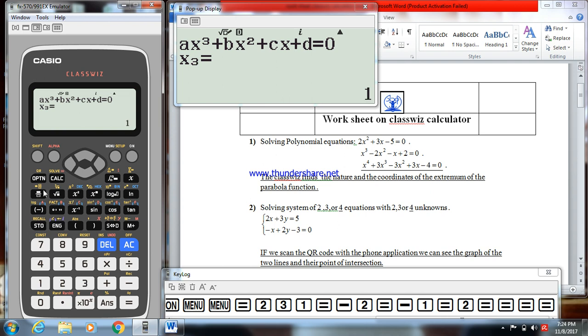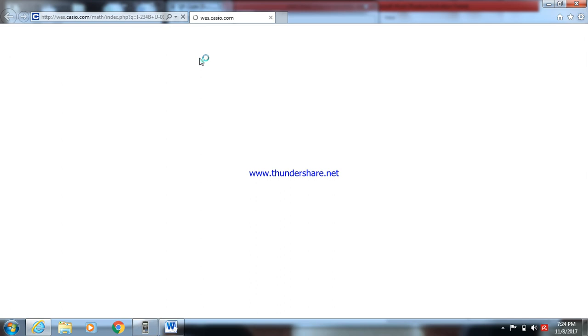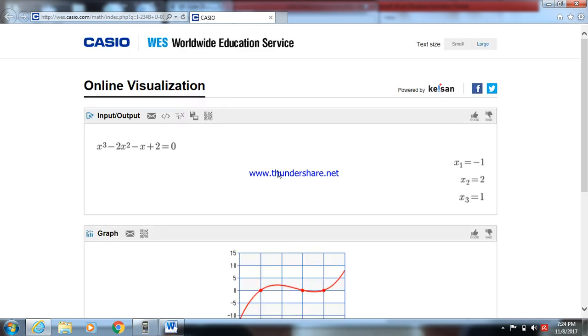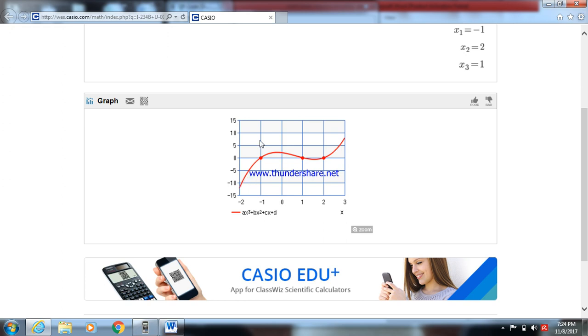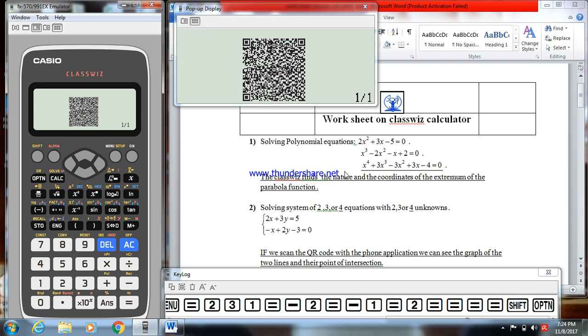Okay, if I scan the QR code, shift QR code, and I scan this one, I go to the website of Casio. We can see here the curve of the polynomial function, and you can see here the solutions. The solutions are minus 1, 1 and 2. Okay, come back to the activity.